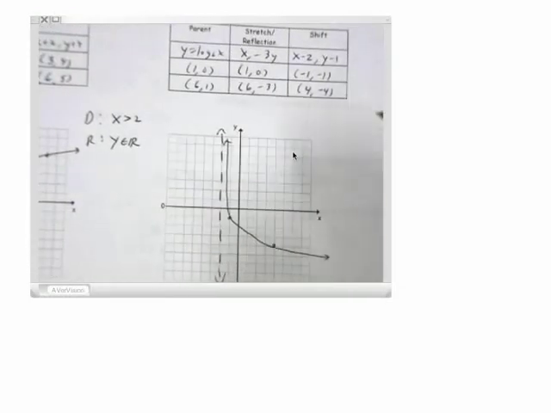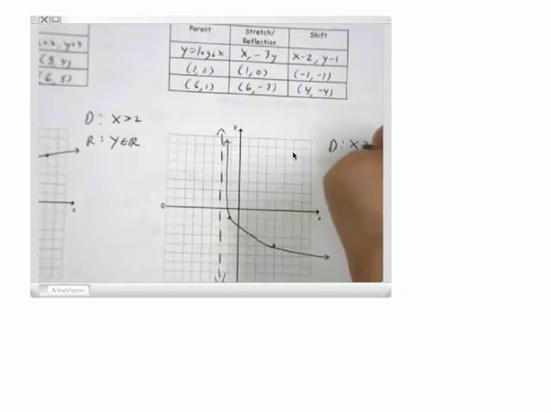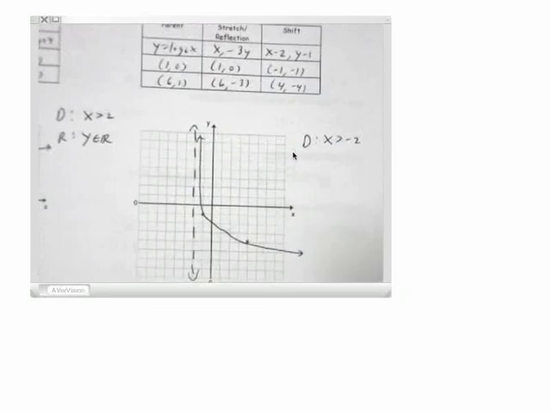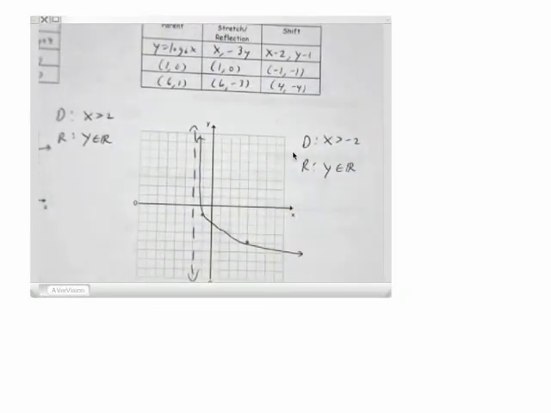On this problem over here, we move to the left 2. Our graph goes to the right of that, so our domain is x is greater than negative 2. And our range is all real numbers. Graph goes to positive infinity all the way down to negative infinity.